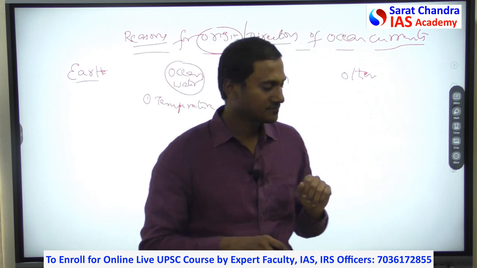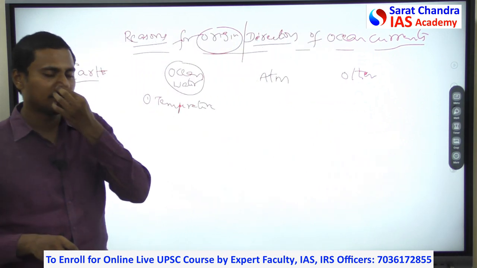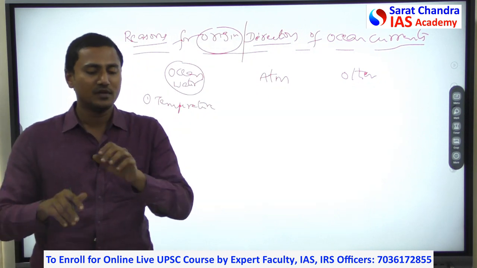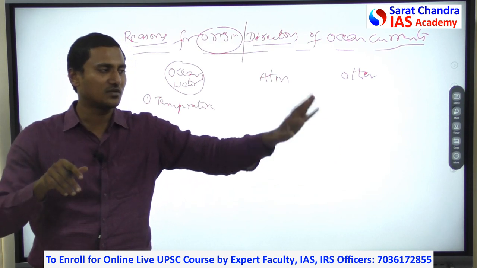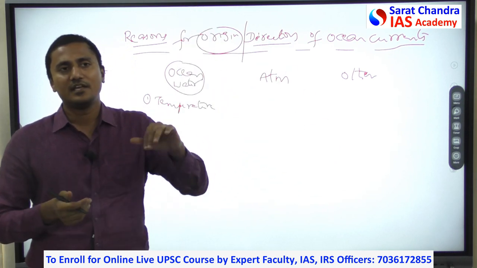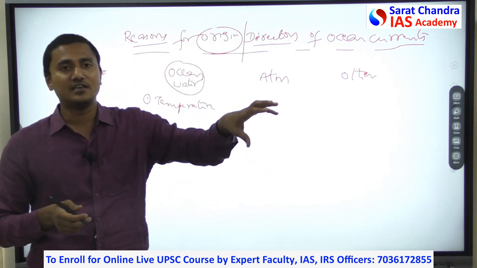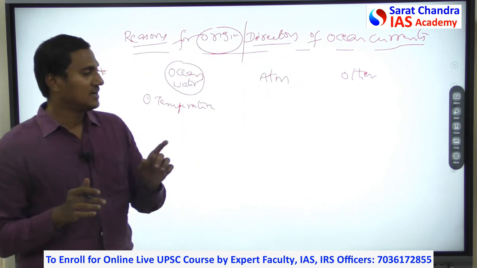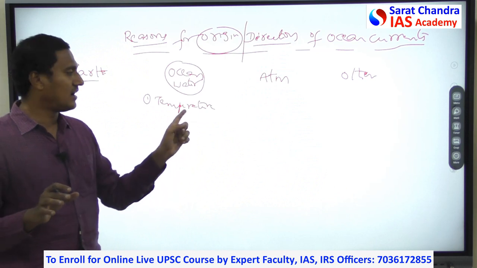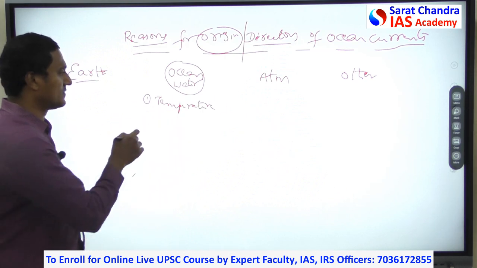So now, as temperature is different, as already explained to you, at the equator, warm water expands, so it flows towards the polar area. In polar area, water is cool and heavy. It will sink, and it will flow towards the equator. Like that, temperature is a reason. I had explained this before, okay.